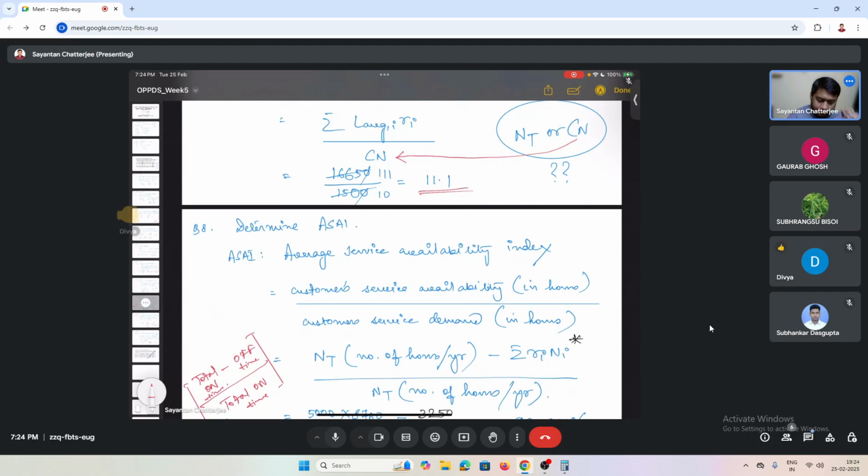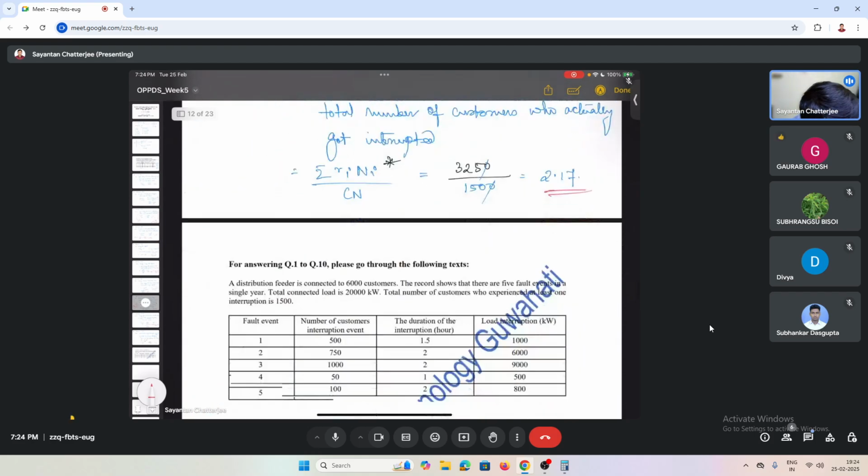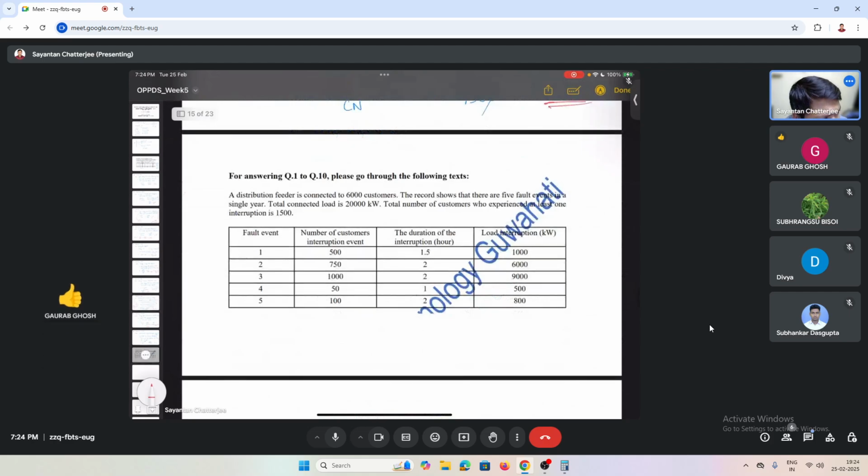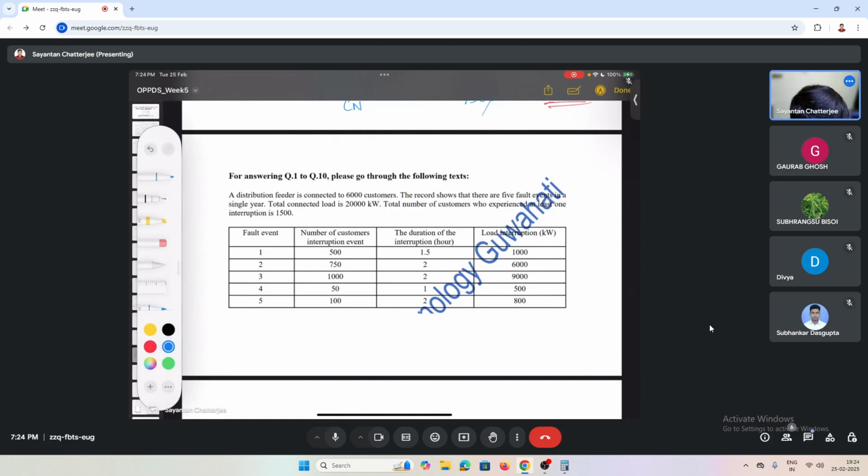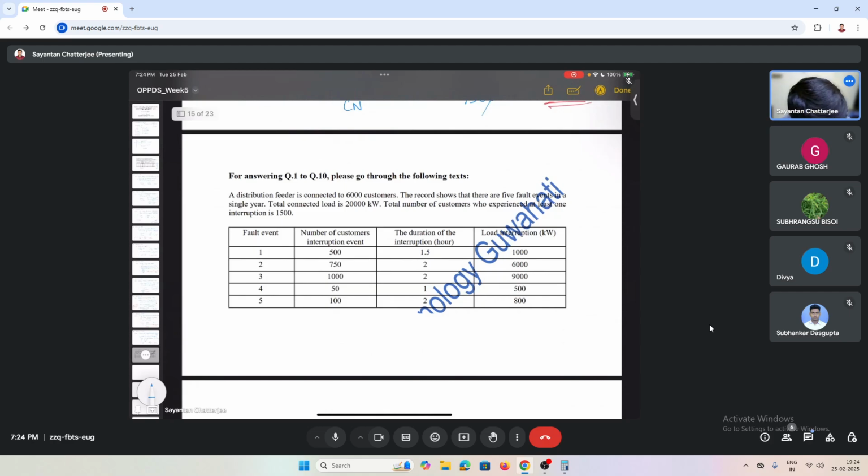Okay, so let's begin the next set of questions. Here is the question and the data set; please go through it once. The distribution feeder is connected to 6,000 customers, so a total of 6,000 customers are connected.